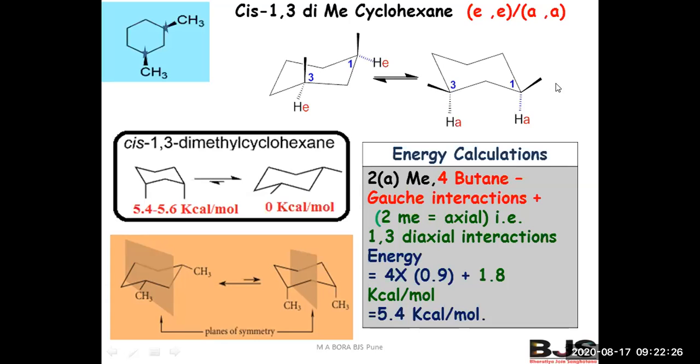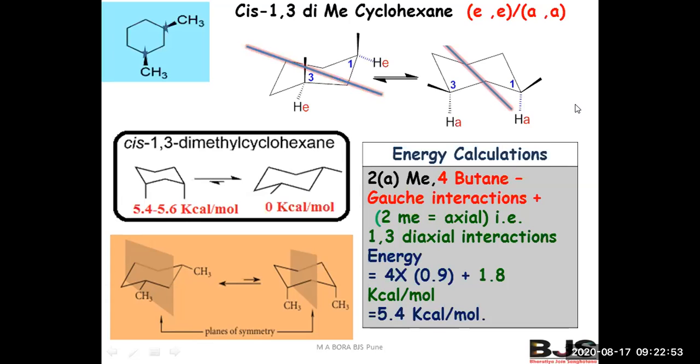And if I take the diequatorial form, you can see that the methyls are very much apart from each other. They are away from each other. There is no butane gauche interaction between these two methyls and the ring bonds, and therefore the energy of the diequatorial form is taken as 0 kilocalorie per mole. So this is how we calculate the energy and talk about the stability.